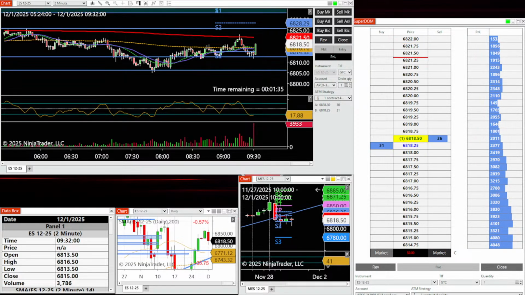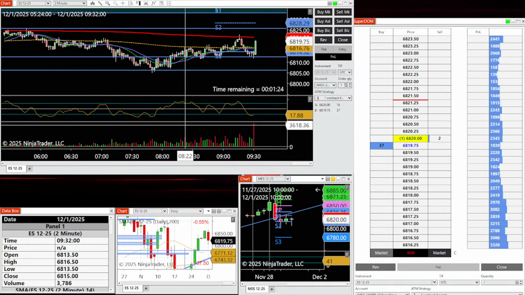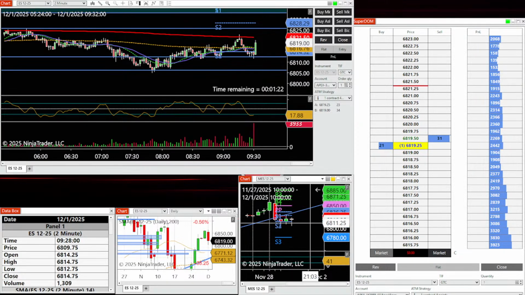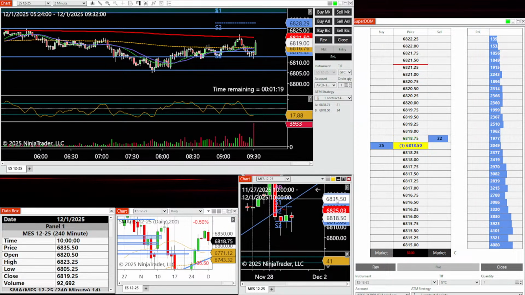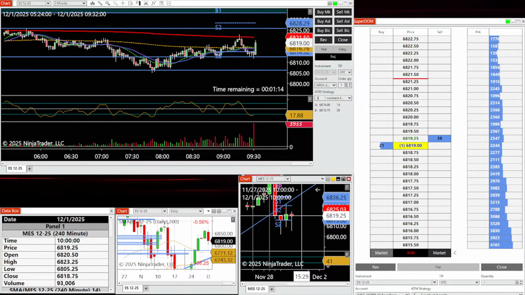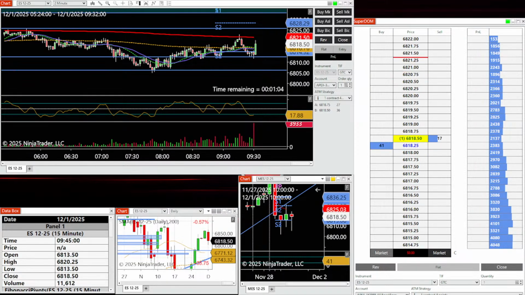Market is open. Let's see where we go. Coming back up to test VWAP. On the 4-hour bar, we may trade in between this 21 and 15 for a while, possibly the first half hour, first hour. We may just rock back and forth in that area.